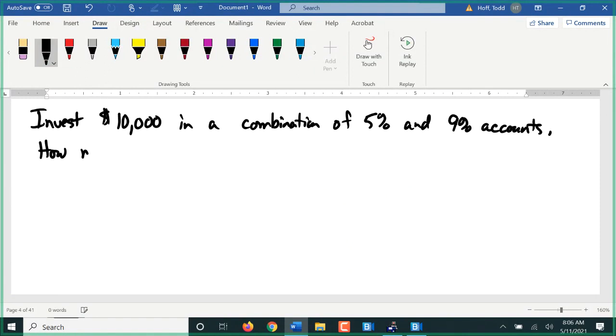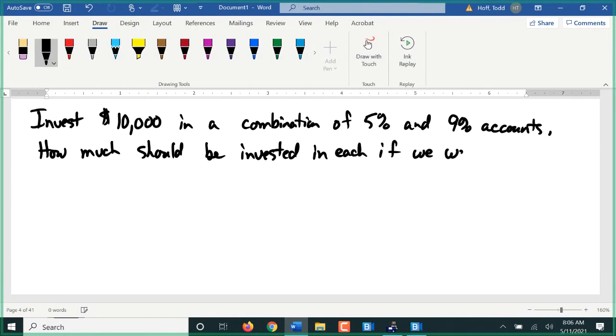How much should be invested in each if we want, let's do $800 interest the first year.